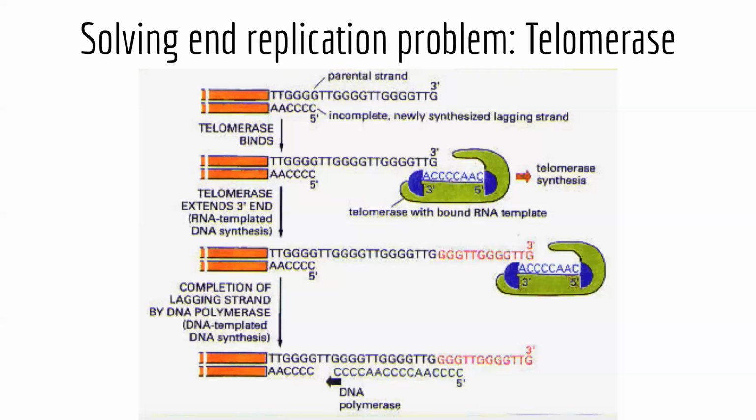Mhm. Yeah. How does that add? How does that make that longer? Because I understand the fact that it's bringing another strand to the leading strand to stop it from being reduced, but how does that work?